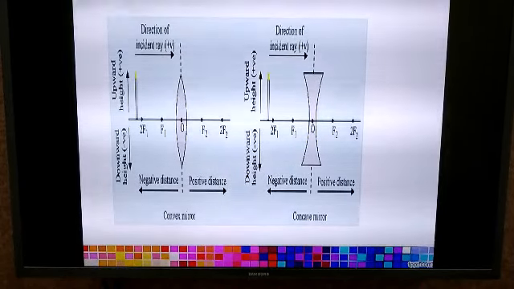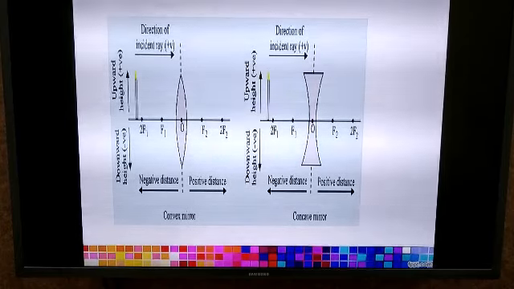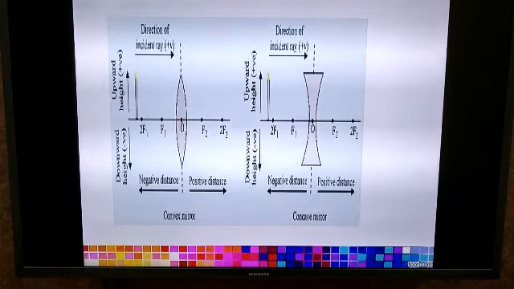This is the diagram for the new Cartesian sign convention for lenses, which we have already seen in the explanation.